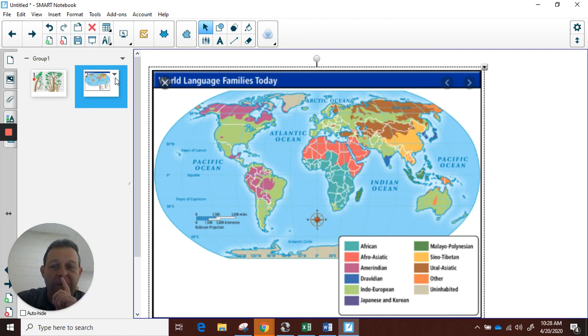Why is Indo-European where it is? Why is Dravidian where it is? Why is Altaic where it is? Why are the Basque where they are? What happened there? You've got to walk through that process and explain why. So focus on the why, think about the application.